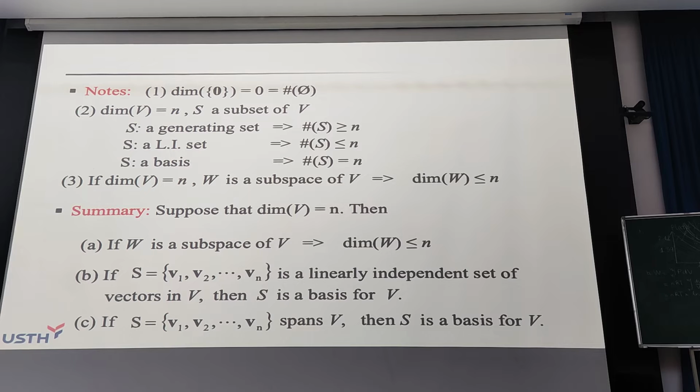Another property says that if we already know the dimension of V equals n, and W is a subspace of V, then the dimension of that subspace cannot be more than n, or it must be less than or equal to n. That is summarized in three properties here, A, B, and C, and I leave it for you to read by yourself.